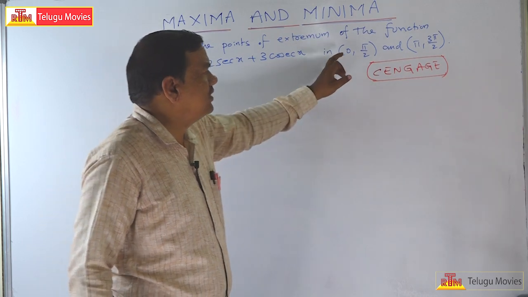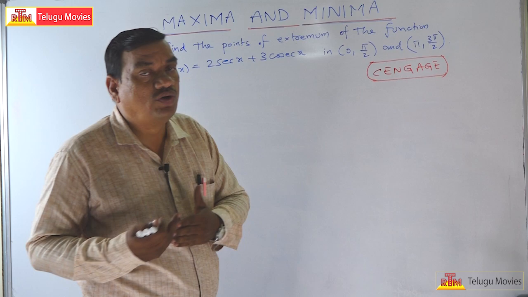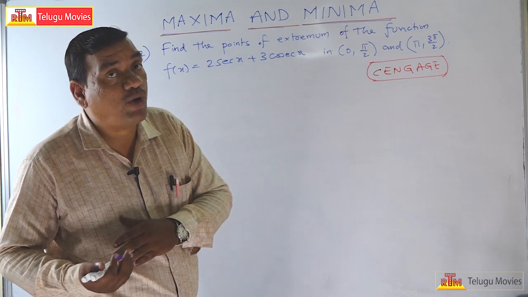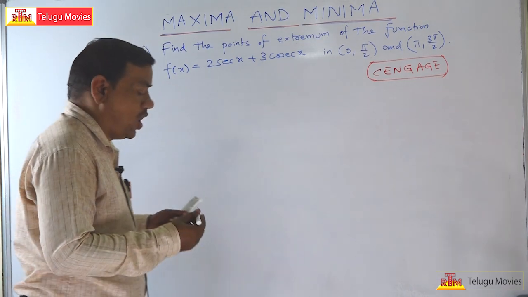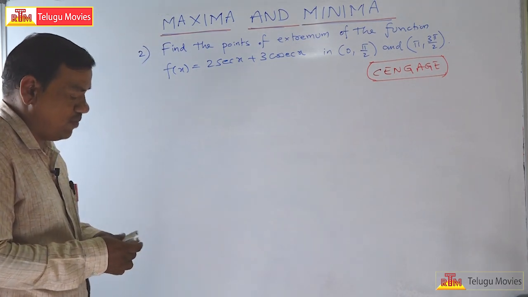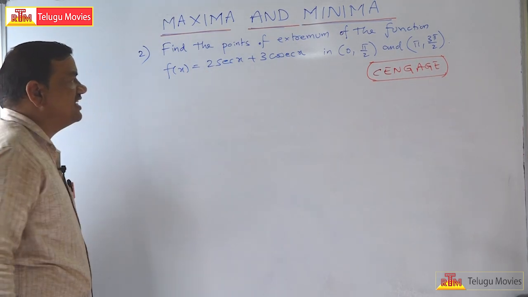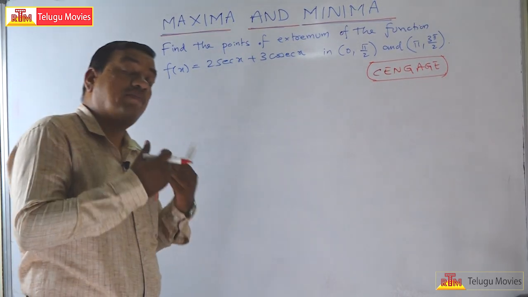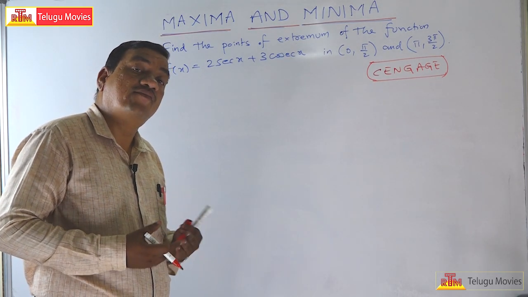We don't know in which interval we will get the point of maximum and in which interval we will get the point of minimum. So, we have to proceed. Okay. So, then how to proceed? So, let us see this problem. Here the function is given, f of x is equal to 2 secant x plus 3 cosecant x. So, for maximum or minimum, to get critical points, we have to find its first derivative.